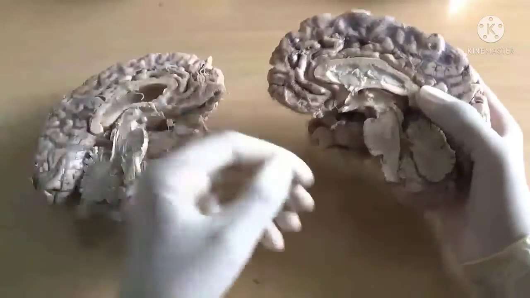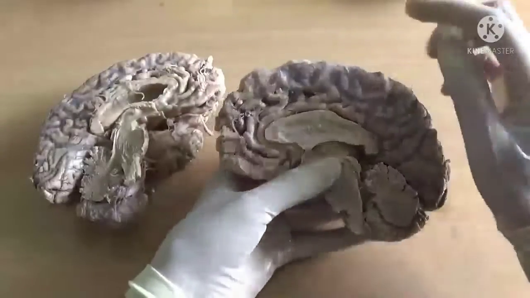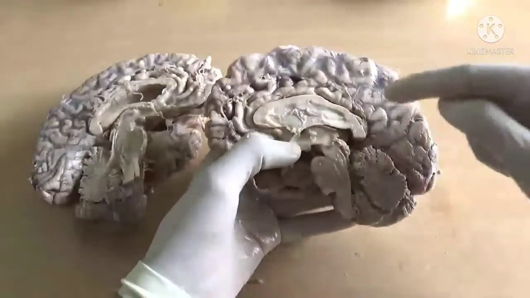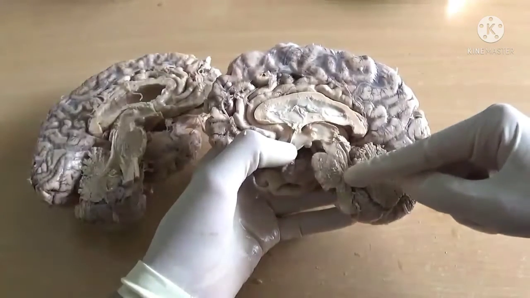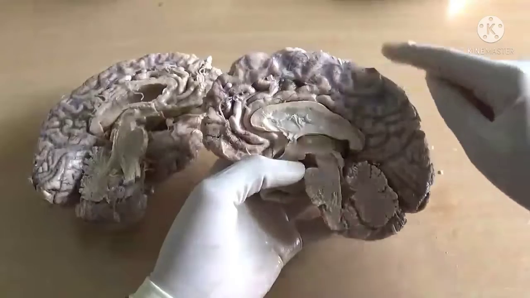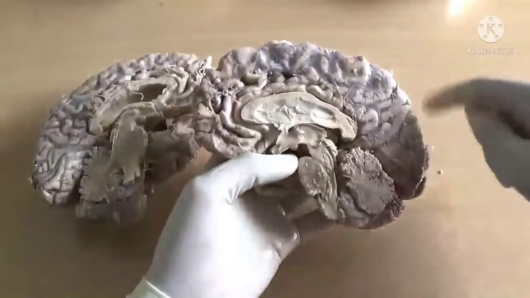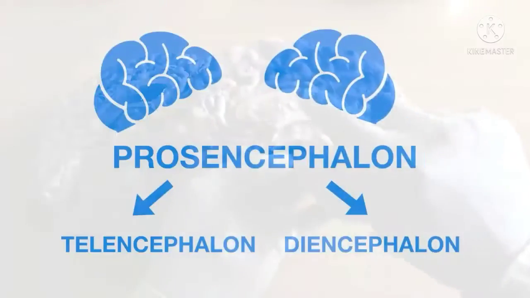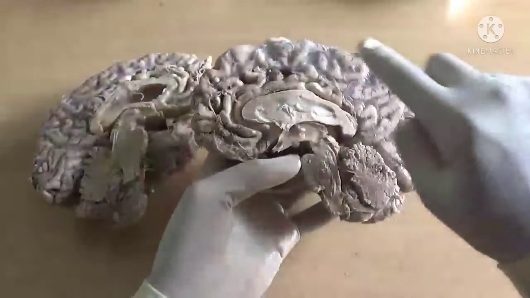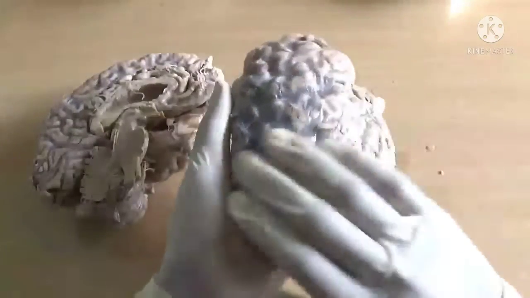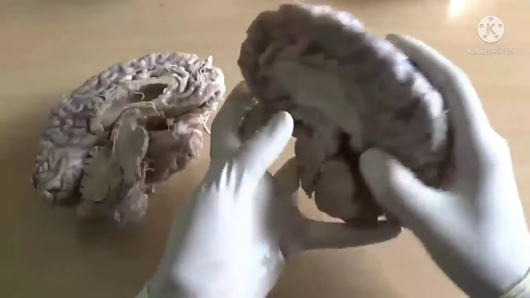Now developmentally, as I told, it is made up of forebrain, midbrain and hindbrain: prosencephalon, mesencephalon and rhombencephalon. So what is prosencephalon? It is made up of two subdivisions, telencephalon and diencephalon. What is telencephalon? What you see on the surface is the telencephalon, the cerebral cortex and the white matter.